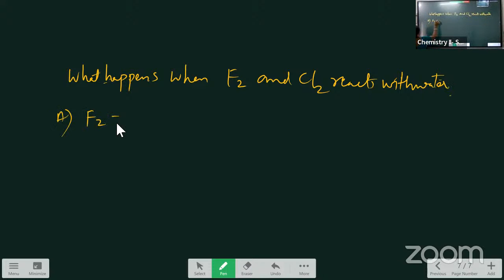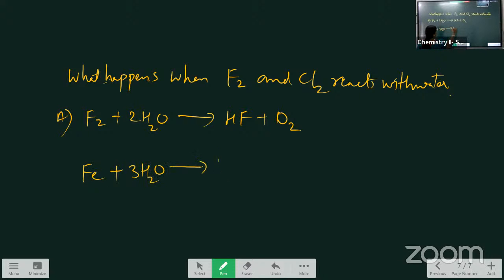F2 plus 2H2O gives rise to HF plus O2. Then F2 plus 3H2O gives rise to HF plus O3. So this is hydrogen fluoride. This is oxygen, or you can say dioxygen also. So this is ozone.